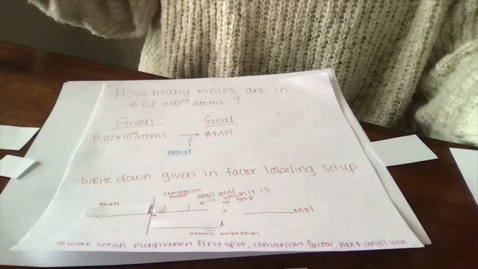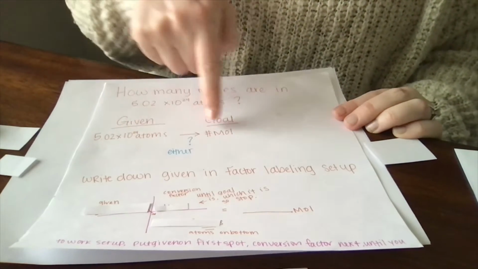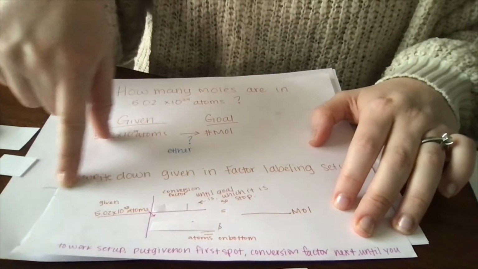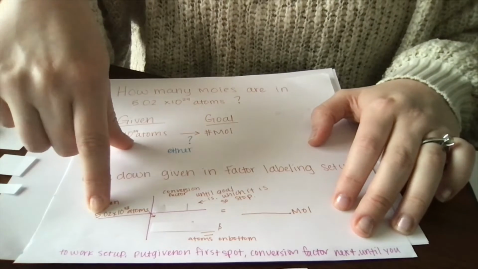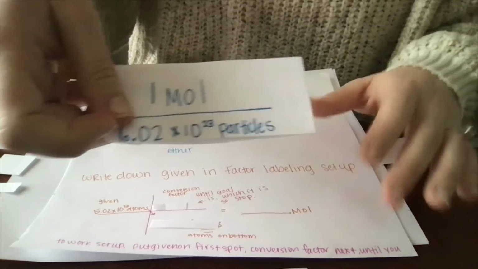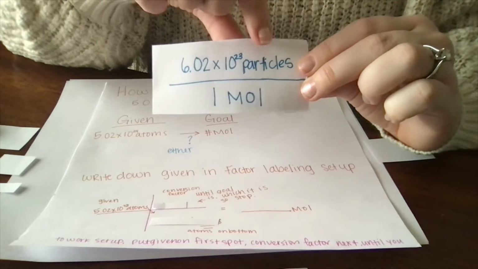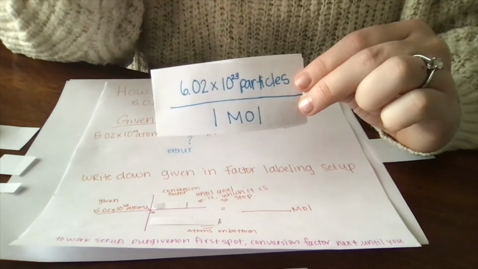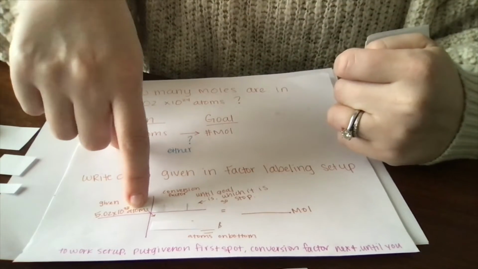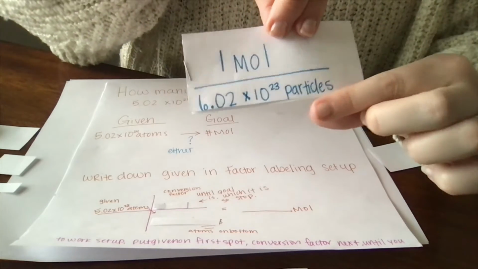Okay? So let's go back to our specific problem. Again, we were given this many atoms and we're asked for moles. So I'm going to take what I'm given and put it on top of this first spot on my factor labeling bar. Okay, and since atoms is on top, I'm going to choose the conversion factor I want, either the mole on top or the mole on bottom. Remember, particles can be atoms, molecules, or ions. So, since I have atoms on top right here, I want to choose the conversion factor that has atoms on bottom.